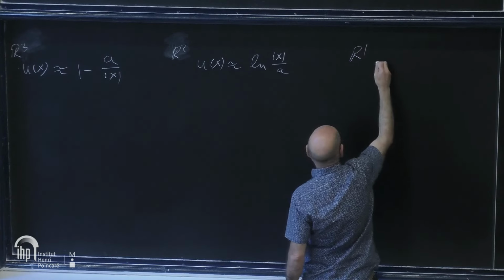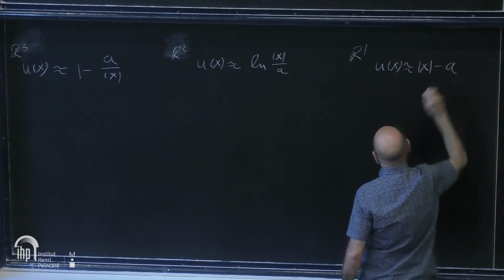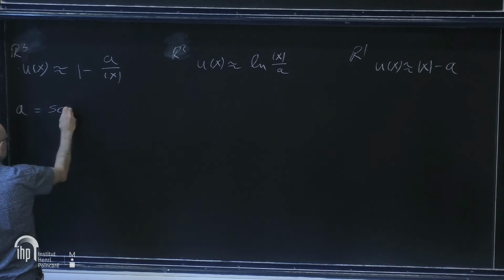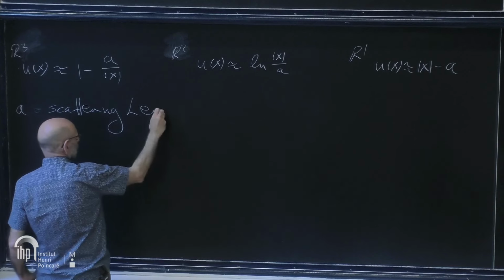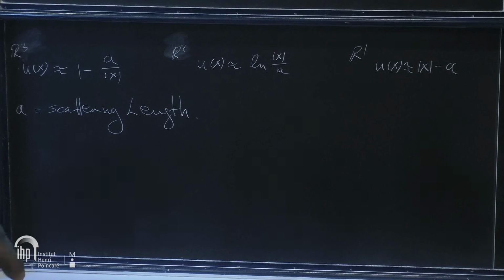And in R1, A is the scattering length. So that's one way to introduce the scattering length.